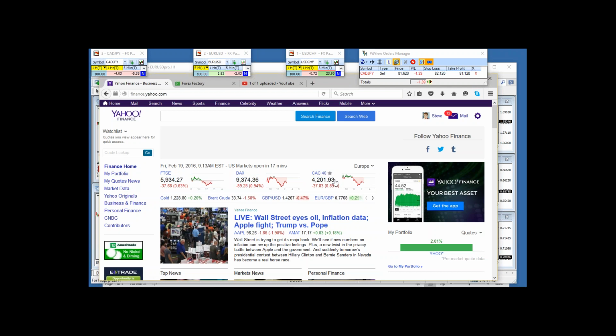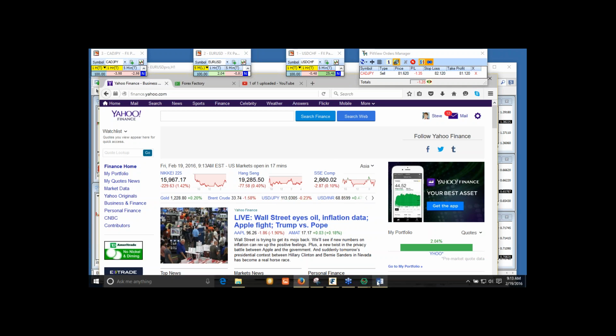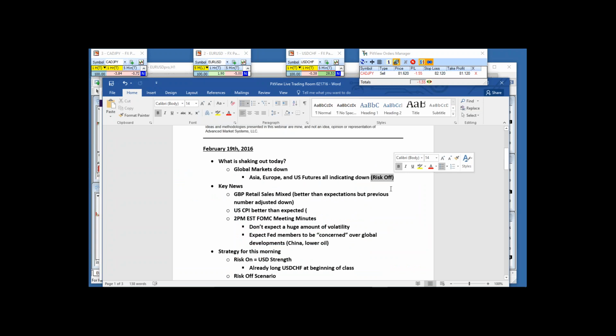Looking at Europe and Asia, DAX is down roughly 1%. Financial Times Stock Exchange down about 0.63%. And then Asia hasn't fared much better. Nikkei down 229. Shanghai is down 3 basically. Hang Seng down 77. So global markets are selling off a bit here this morning, and that includes the futures. What that means to us is it's more of a risk-off day. So that's one of the reasons why I'm going short on that CAD yen.